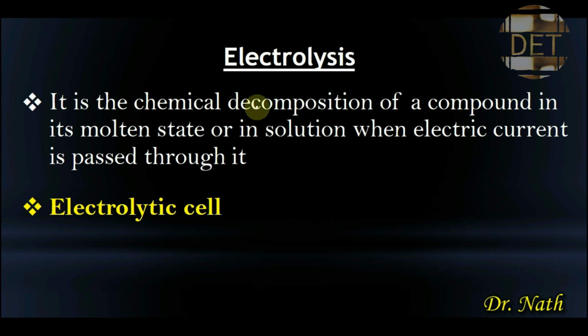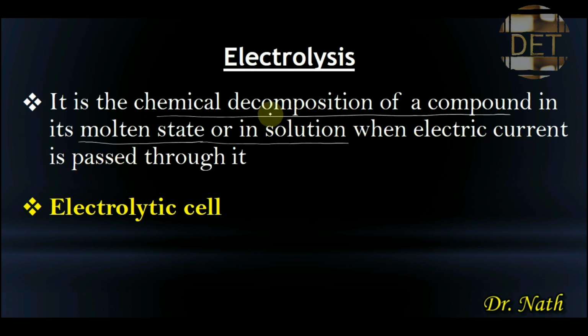Electrolysis is the chemical decomposition of a compound in its molten state or in solution when electric current is passed through it. It is the chemical breakdown of a compound when it is in its molten state or in solution. And what will bring about the breakdown? It is when electric current is passed through it.